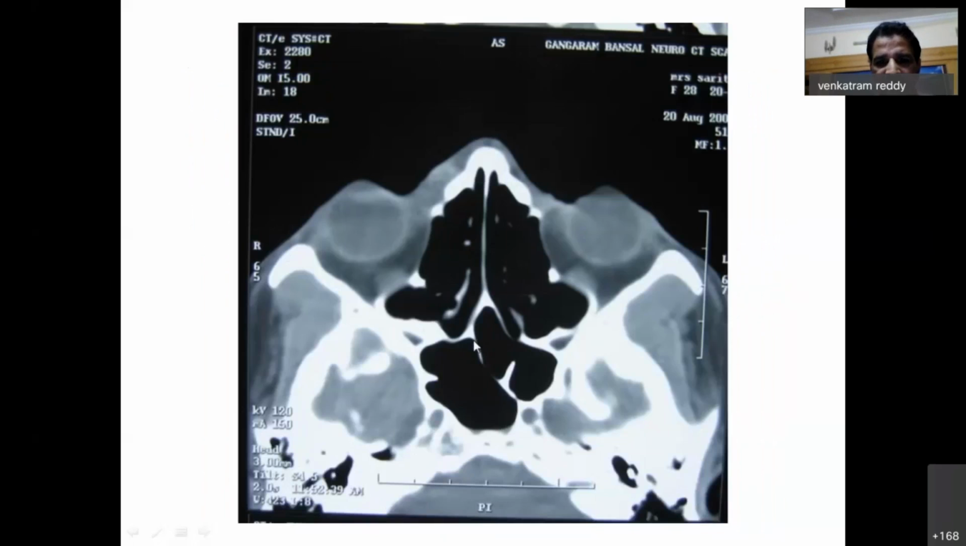Now this is again an intersphenoid septum, you can see. There is an incomplete septation here, and this septum is going and getting attached to the carotid artery. Here is the carotid artery, and the septum is getting attached to it. So I think we need to deal gently with this kind of intersphenoid septum.